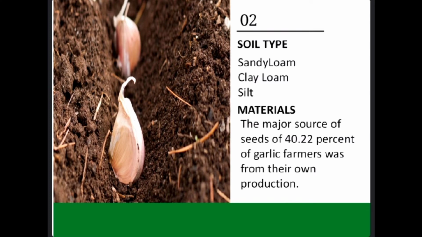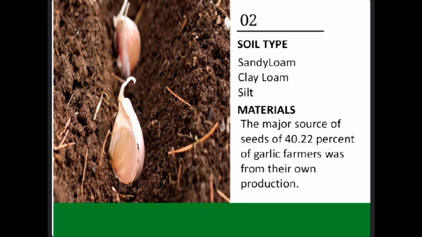Soil type and materials. What are the types of soils they use? Sandy loam, clay loam, and silt. Garlic can be grown in different types of soil. However, sandy, silt, and clay loam are recommended for commercial production. The soil should be fertile, rich in organic matter, well drained, and capable of holding adequate moisture during the growing period.